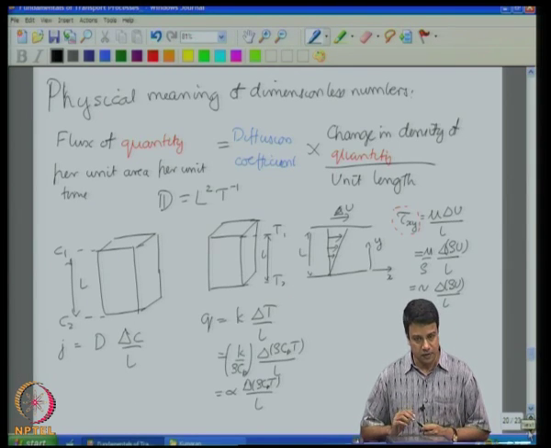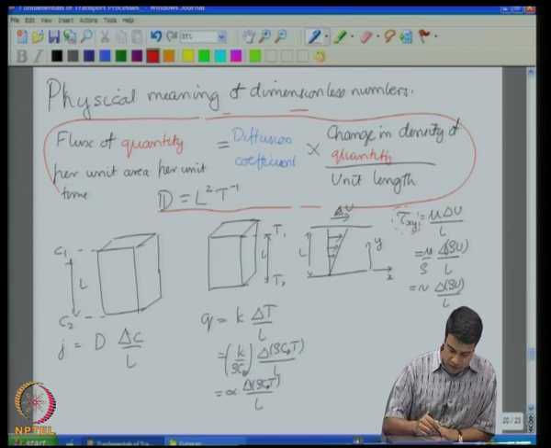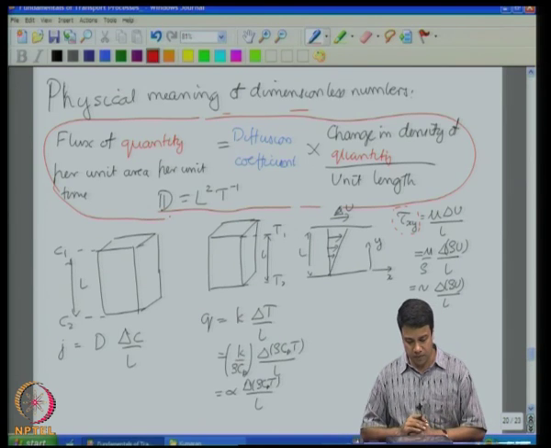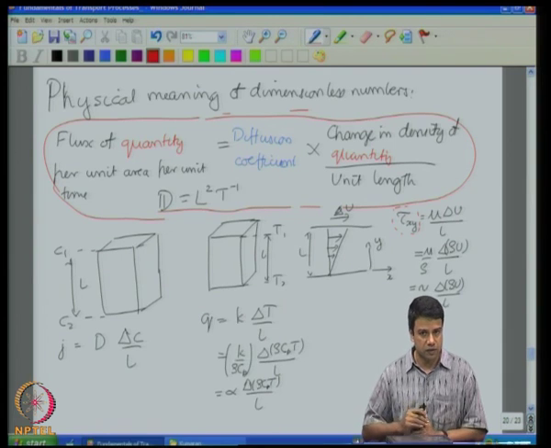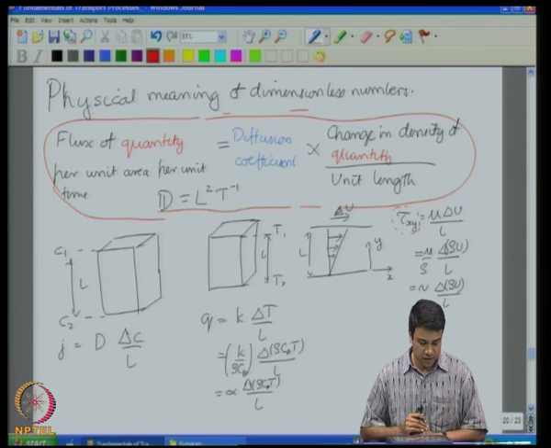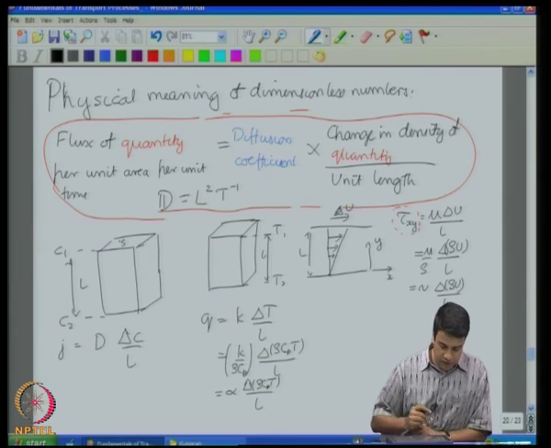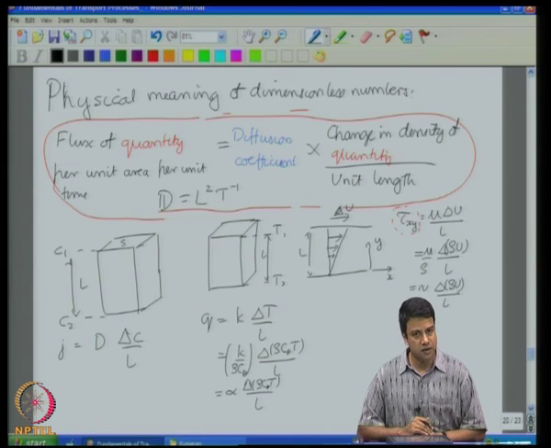From the physical interpretation of diffusion, this is a general diffusion equation. This equation is a general diffusion equation for any quantity. It can be mass, it can be heat, it can be momentum. Flux of quantity, this is important, so we will go through it once again. I have a slab of fluid of some length L and cross sectional area S, and I apply a concentration difference across the slab of fluid of length L.